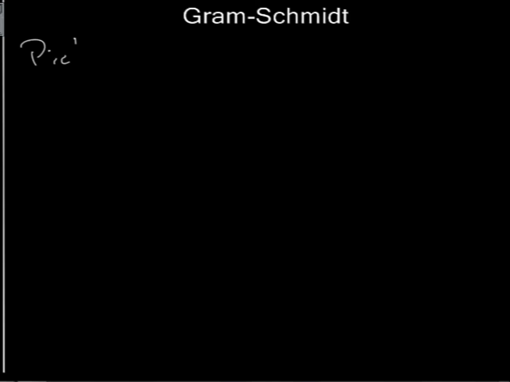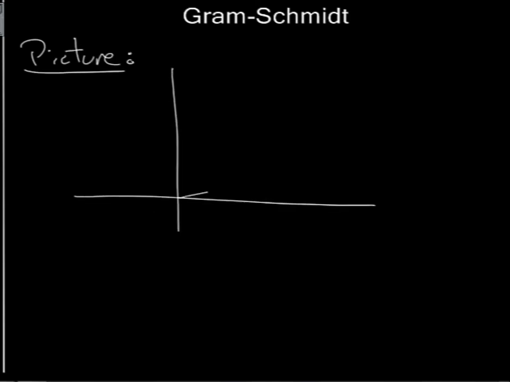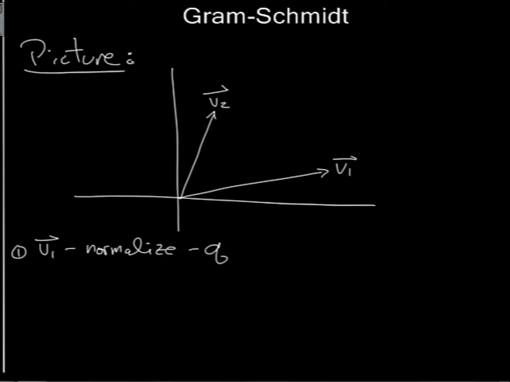So let's do that. So here's a picture. Suppose I have a basis of R2 with two fairly random vectors, v1 and v2. What's a natural way to get an orthonormal basis out of this? Well, the obvious thing is to first normalize the vector v1, just scale it to make it have length 1. So let's call that q1, and that's pictured here in red.